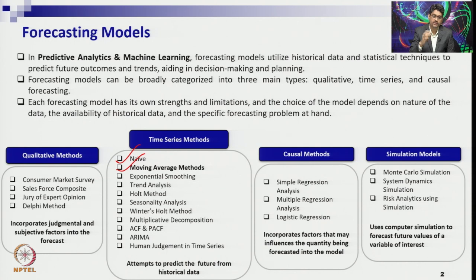In predictive analytics and machine learning, forecasting is one of the important aspects of decision making. In general, there are different types of forecasting techniques available. Here we can see qualitative methods, which we discussed in the previous session, and then time series methods, which we are concentrating on in detail. Then causal models or regression analysis, machine learning concepts of supervised learning, and simulation models will also be covered one by one. But today we'll concentrate only on moving average methods.